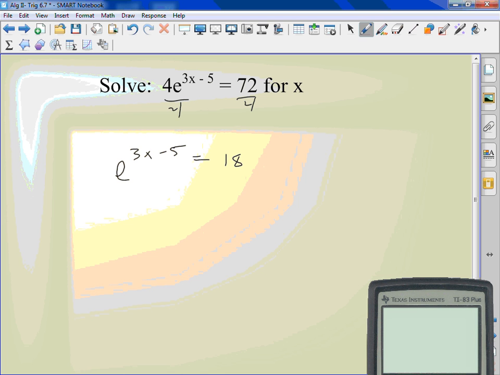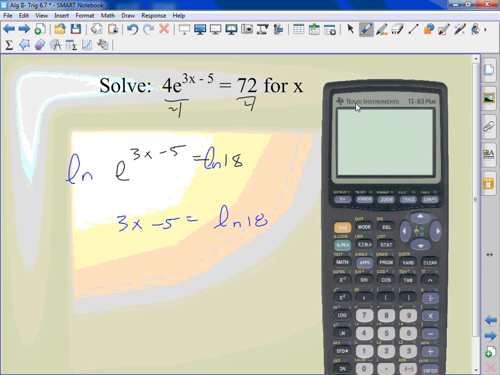What do I need to do here? Not exponential. Take the natural log. Why am I going to take the natural log? Natural logs and e's are opposite to one another. So if I take the ln of both sides, the ln gets rid of the e, and I'm left with 3x minus 5 equals the ln of 18. I can take the ln here, or I can do it later.